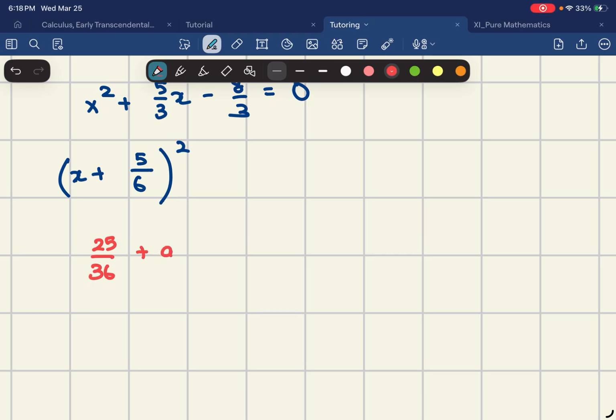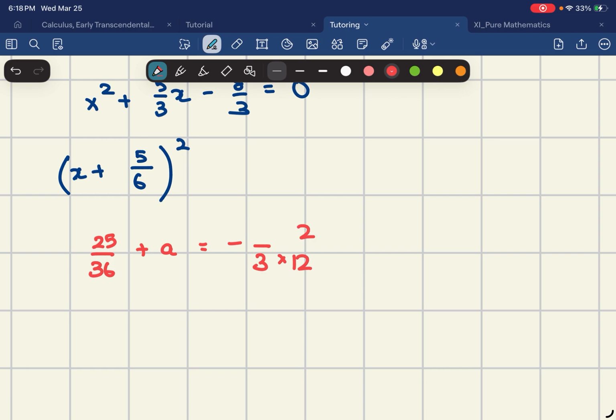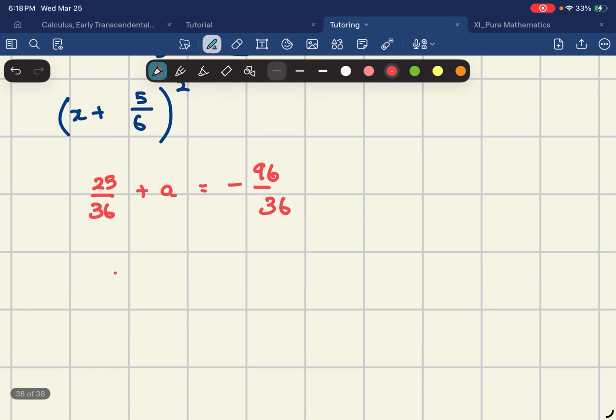And I need to do something to this expression so that if I add a, whatever a is, I should get minus 8 over 3. Now, I need a common denominator. I need to multiply 3 by 12 to get to 36, right? So 12 times 8 is 96. And 3 times 12 is 36. So a is actually negative 96 over 36 minus 25 over 36. And that gives me the value of a to be negative 96 minus 25, which is negative 121 over 36.